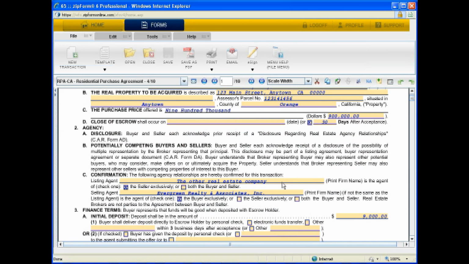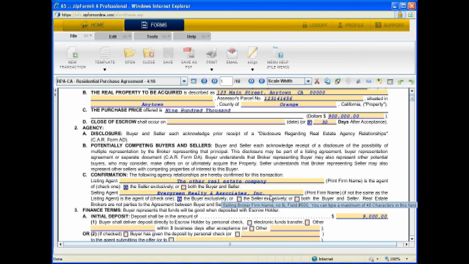The reason it's very important is that when the client signs the agency disclosure, one of the things that it says in there is that per the civil code, they have received confirmation of who represents who as agents, and this is where they get that. So it's very important that that information is filled out.